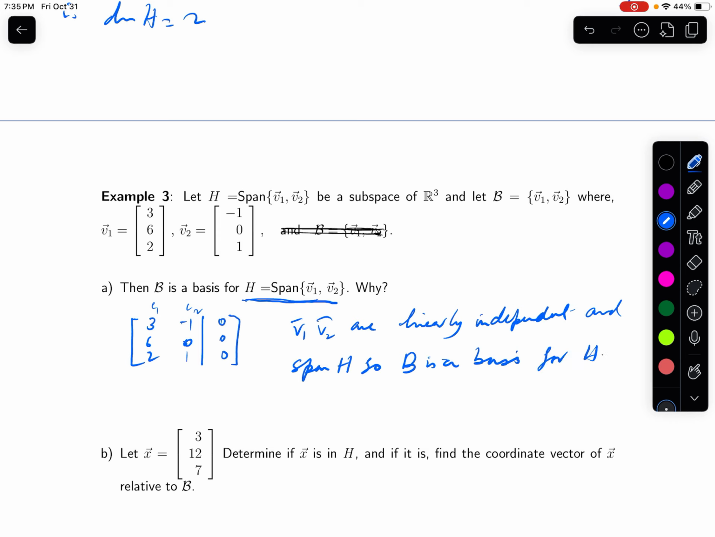Remember, we did an example earlier, the first example, where we had three vectors and we noticed that all three are spanning, but all three do not make a linearly independent set of vectors, so we had to throw one of them out. In this case, we are given two and they are linearly independent and they are also spanning the set. So we say that B, consisting of those two vectors, is a basis for the subspace.